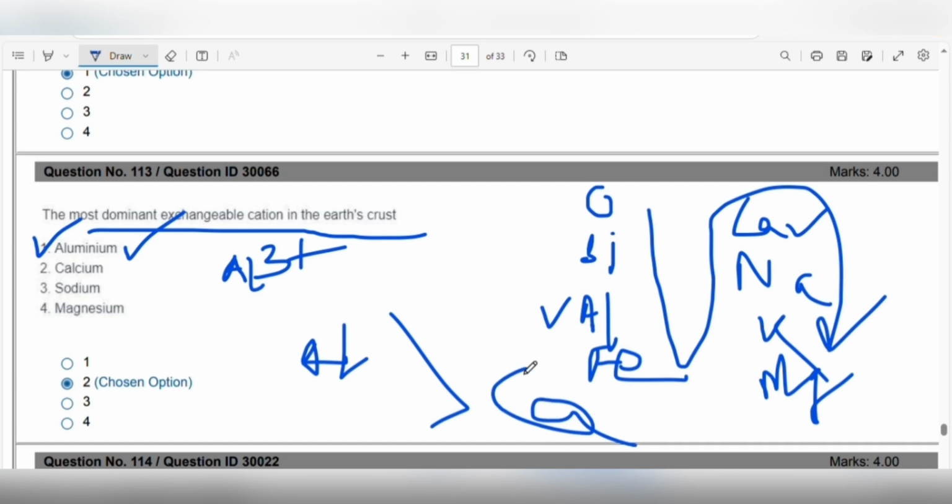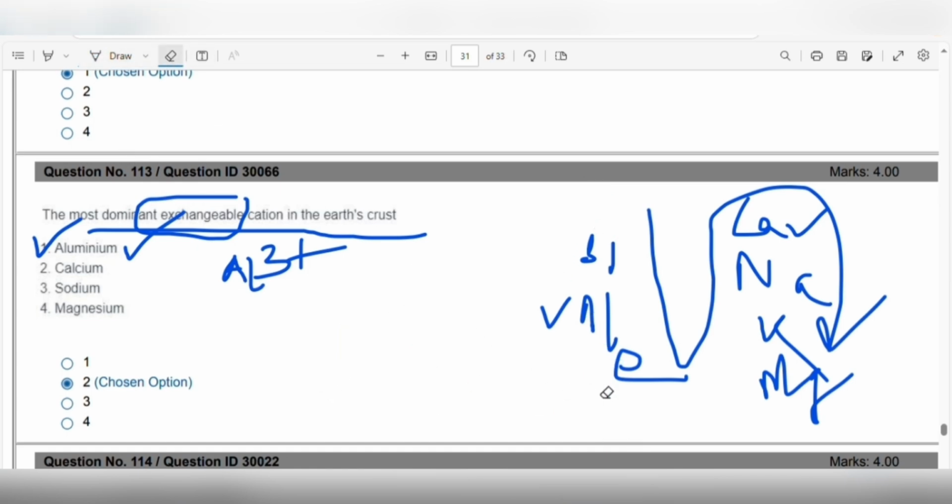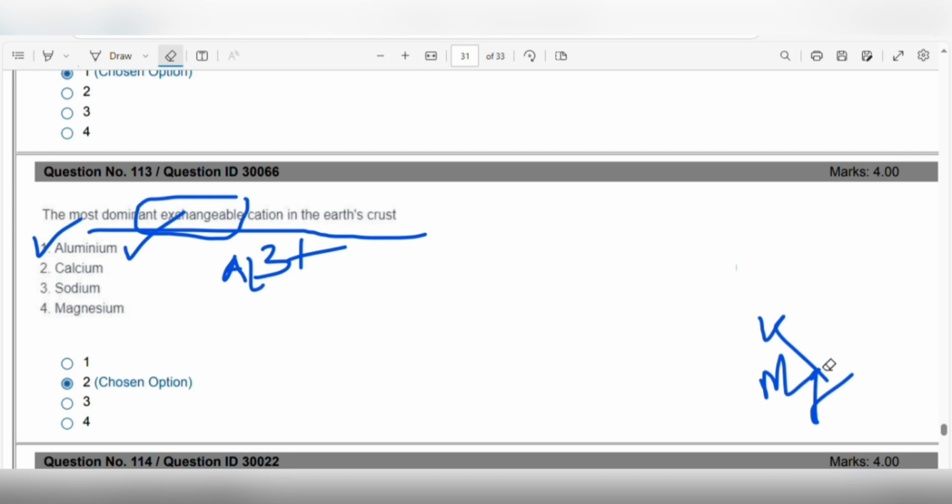That is, there is no doubt about it. The controversy arose due to the exchangeable word. But we cannot say, right, how can we say that aluminium is not exchangeable? We know that aluminium is one of the dominant ions present in the soil exchange complex, that is present in the clay colloid.